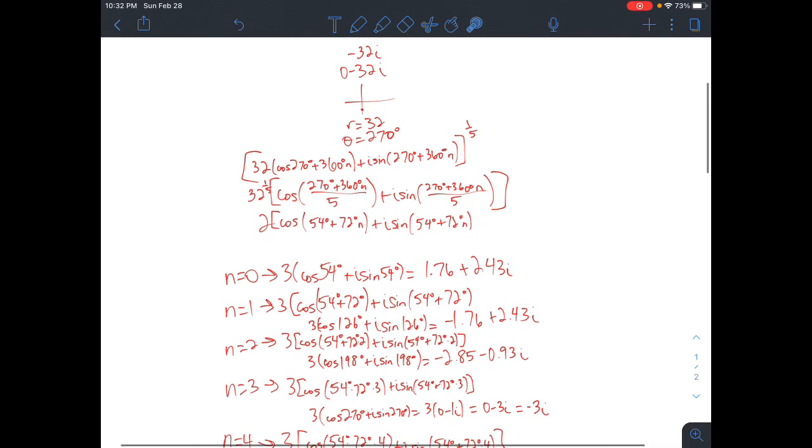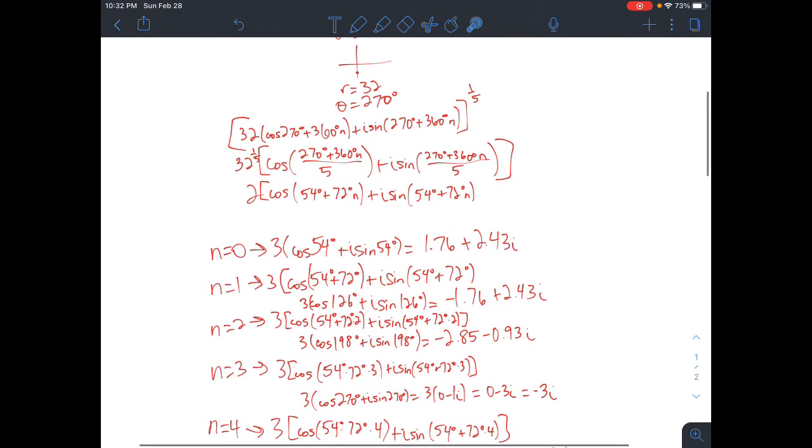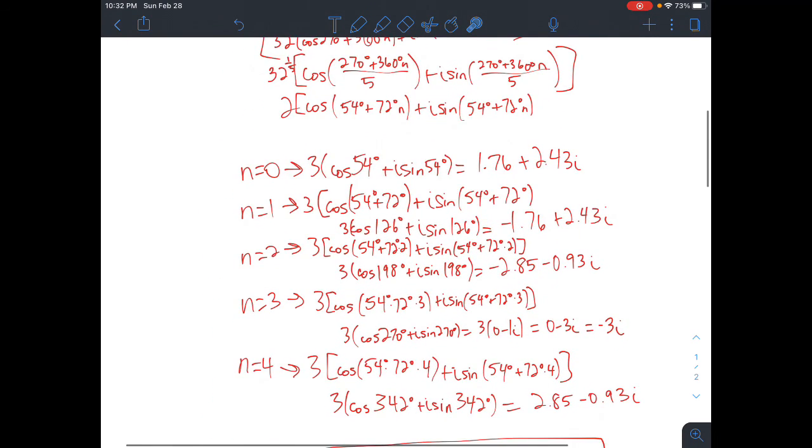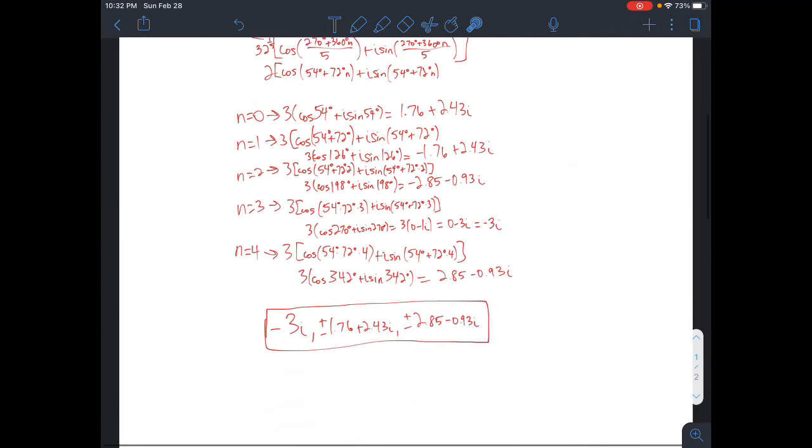In conclusion, I used the polar coordinates and plugged them into De Moivre's theorem, using the constant of 2 pi n, which is 360 degrees n, to find my expression, and then I plugged 0, 1, 2, 3, and 4 into n to find my answers.